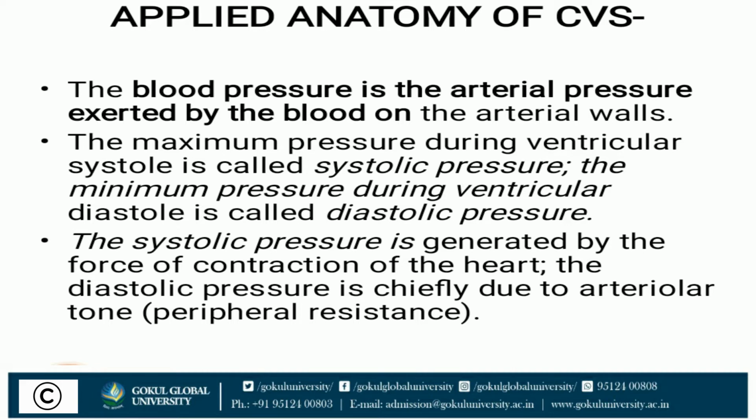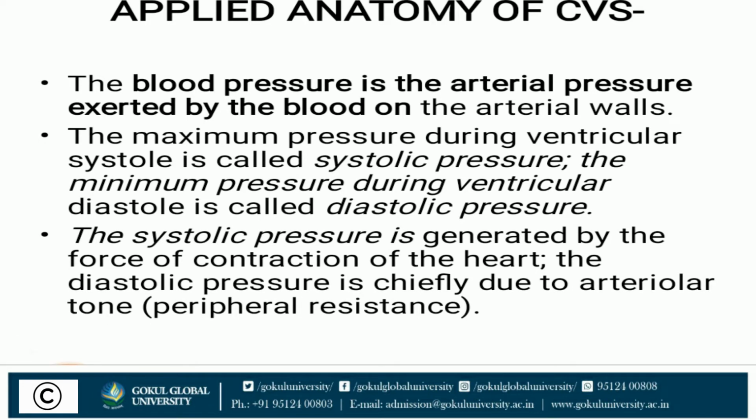The maximum pressure during ventricular systole is called systolic pressure. The minimum pressure during ventricular diastole is called diastolic pressure. Everyone knows 120 by 80. 120 is the systolic pressure and 80 is the diastolic pressure. In between 120 and 80 there is a gap of 40. This is termed pulse pressure, which we will discuss later.